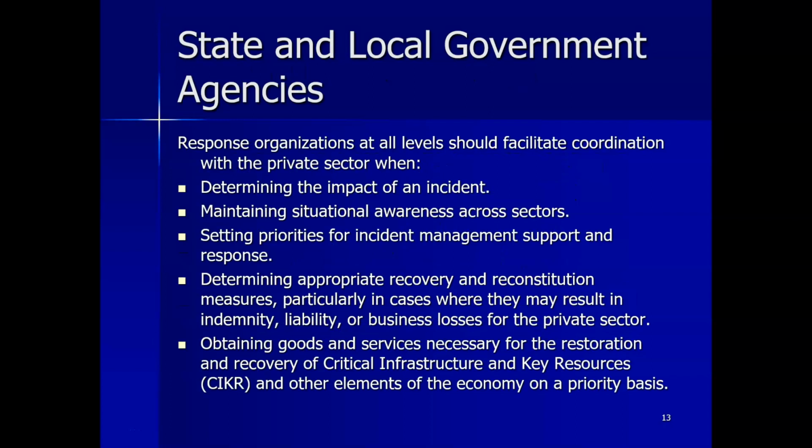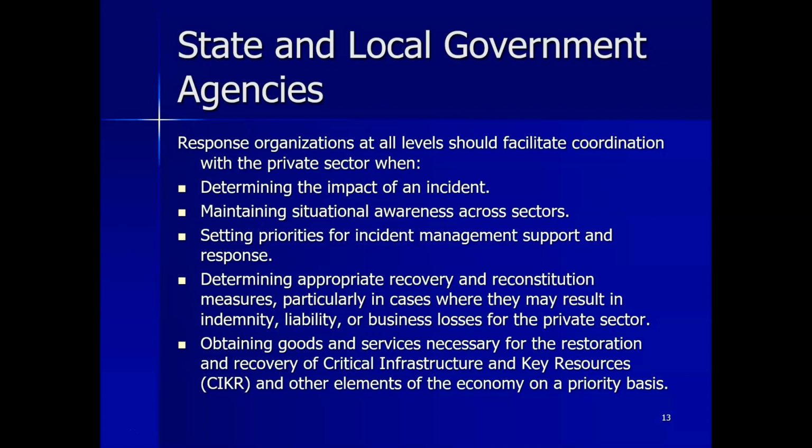So many states and local jurisdictions are actively entering into public and private partnerships to improve their capabilities in emergency management. Some states have an emergency support function, which is known as an ESF, for business and industry. Some include the private sector in exercises and participate in private sector exercises. And some communities have created online registries of business resources that are available to public sector responders.